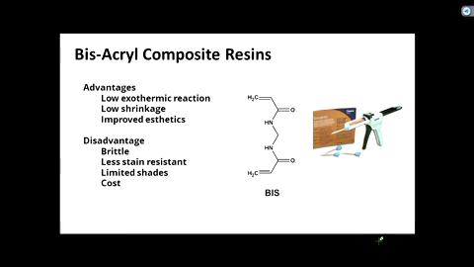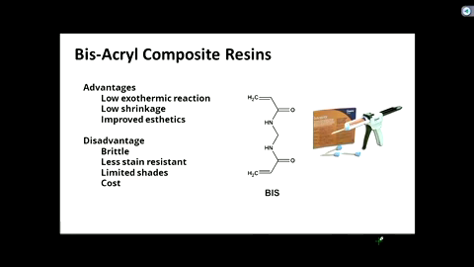So the advantages are the low exothermic reaction, low shrinkage, and improved aesthetics. Right now, this is the only provisional material that we've talked about. I think some of this will make more sense as we compare it to other provisional materials that we'll get to later in the course. When we do polymethyl methacrylate and other provisional materials, we're going to come back and revisit this so we can compare and contrast. These will make a little bit more sense.